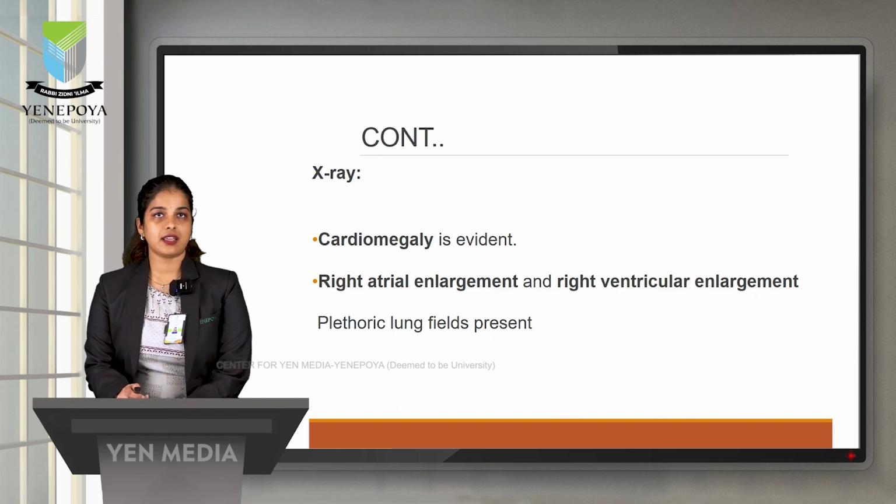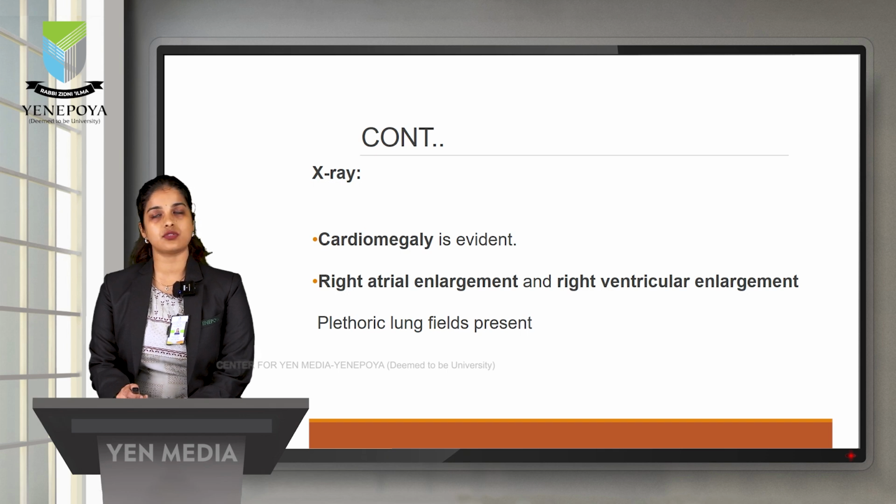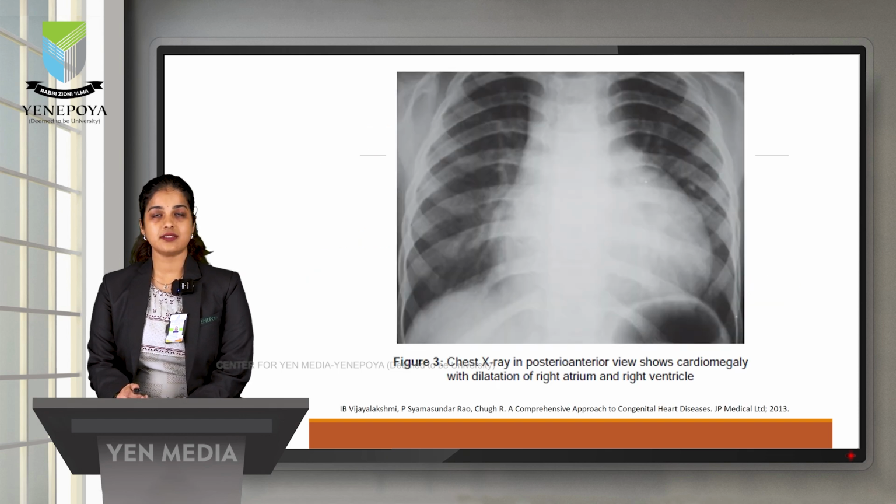Coming to the chest X-ray part, we can see cardiomegaly in the chest X-ray. Cardiomegaly is nothing but a cardiothoracic ratio of more than 0.6 in infants and 0.5 in adults. Also, there will be right atrial enlargement and right ventricular enlargement. This is the chest X-ray of a patient presenting with common atrium.